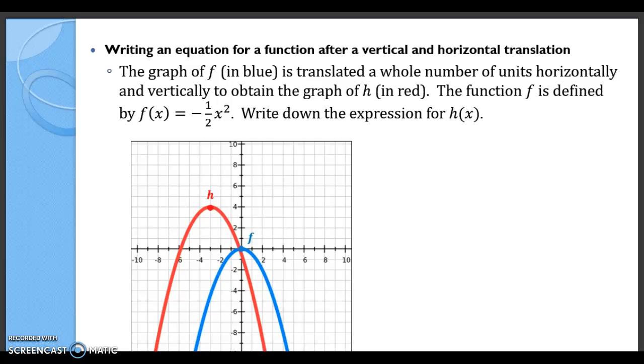Hey everybody! In this video we're going to talk about writing an equation for a function after a vertical and horizontal translation. So essentially, if we're given the function f, which is equal to negative 1/2 x squared, can we write down the expression for h of x?